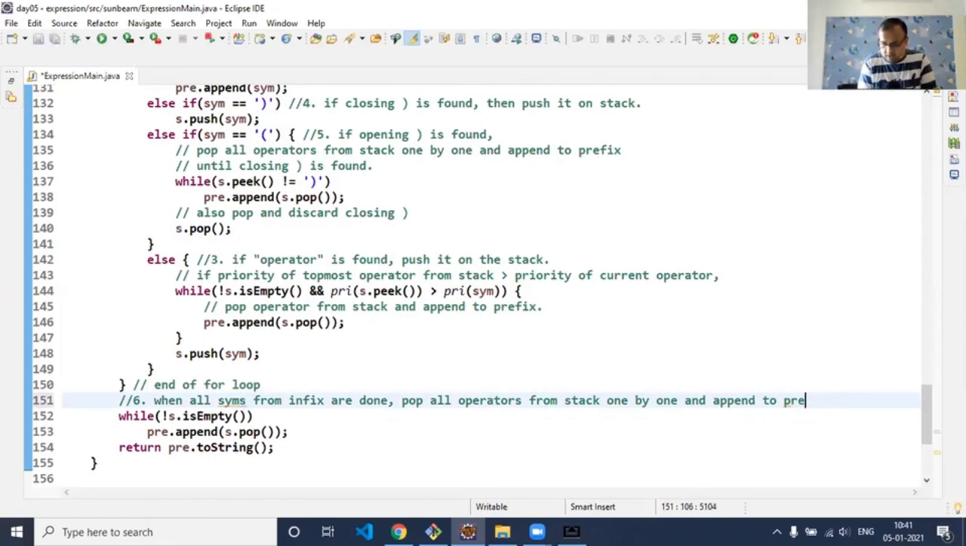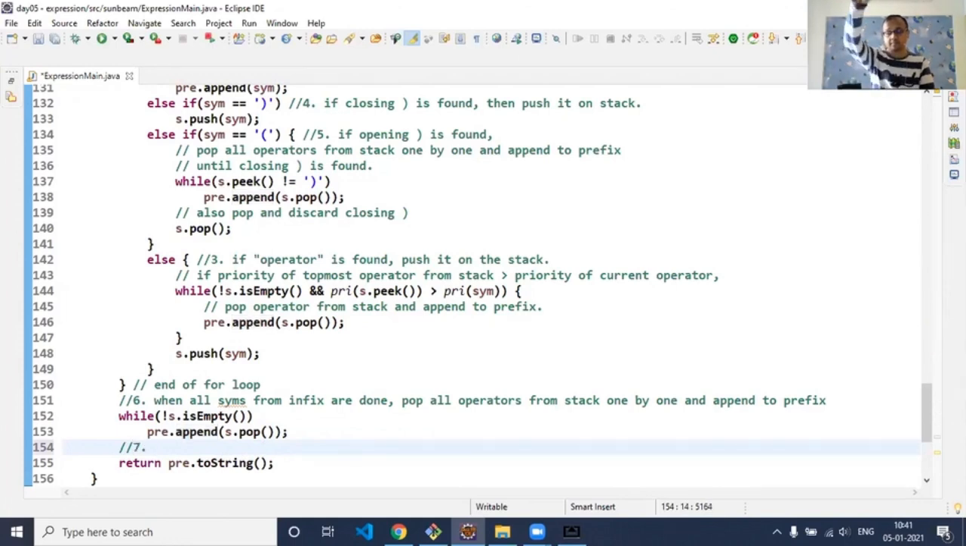Okay, is it so? Yes, all that we need to do is that if stack is not empty, we need to pop all and we need to append it. So is it done? Yes, it is done. Only last change, point number 7, which was not there earlier. Point number 7 to be added: reverse the prefix string and return.